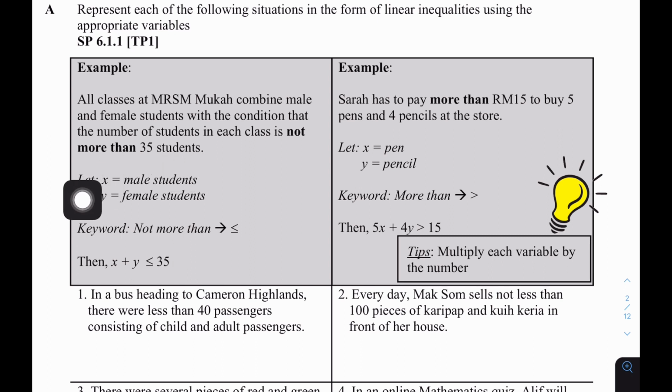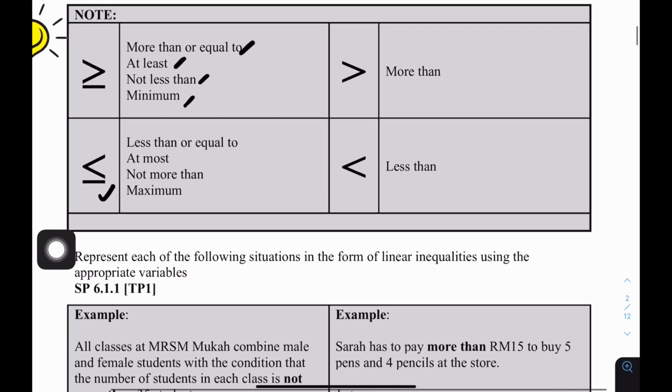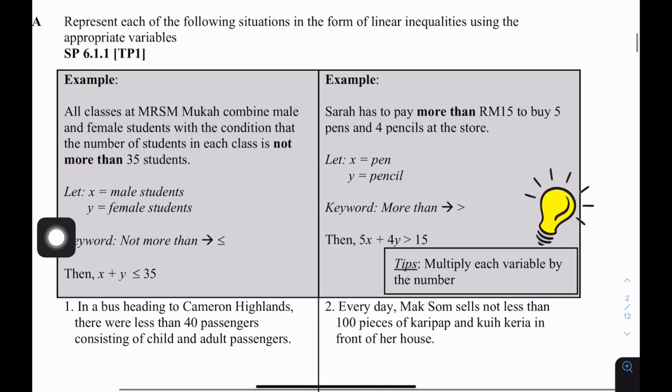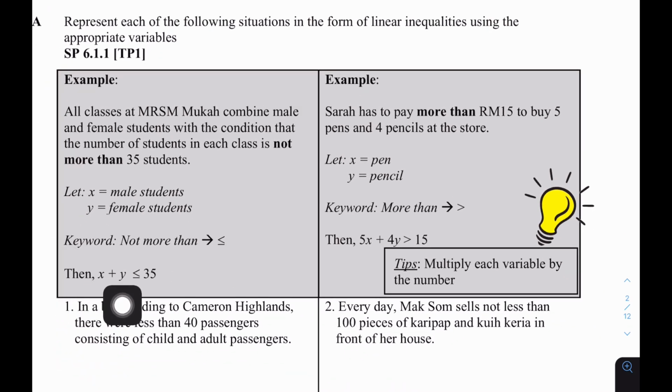So kita letkan dulu contoh X is male students, Y is female students. So keyword di sini not more than. So kalau kita tengok balik tadi, mana not more than? Not more than, tidak lebih daripada. So kita akan gunakan simbol ini. Maksud dia tak boleh lebih lah. So di sini kita boleh katakan, lelaki X plus Y, perempuan, tak boleh lebih daripada 35. Dia boleh 35, tapi dia tak boleh 36. Itu maksud dia.